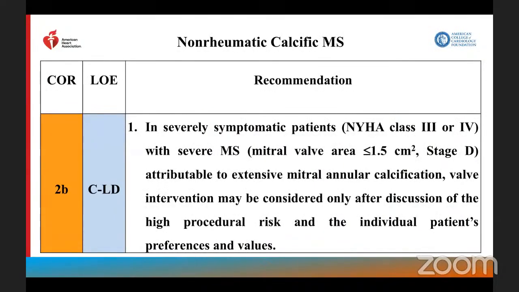For non-rheumatic calcific MS in severely symptomatic patients with severe MS attributable to extensive MAC, valve intervention may be considered only after discussion of the high procedural risk and the individual patient's preference and values. That's class 2B.